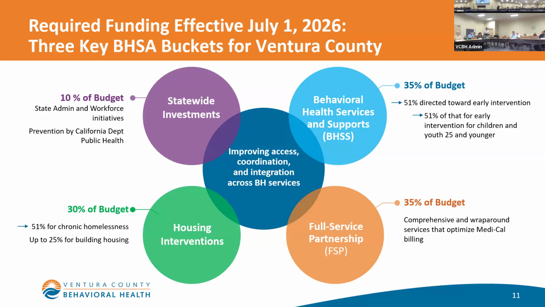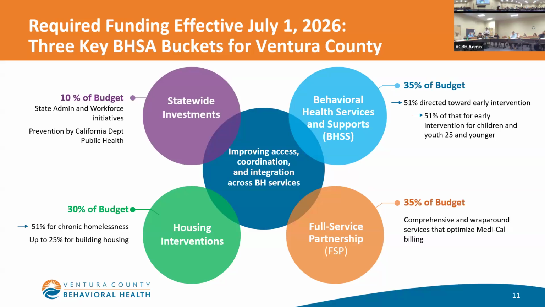So right off the top, the state is getting a little bit more money than it had under MHSA. Previously it was getting 5%, now it's getting 10%. So the total amount that's going to Ventura County decreases a little bit. And then within the money that will go to the county, 30% is required to go to housing interventions, which is again a whole new funding category at BHSA.